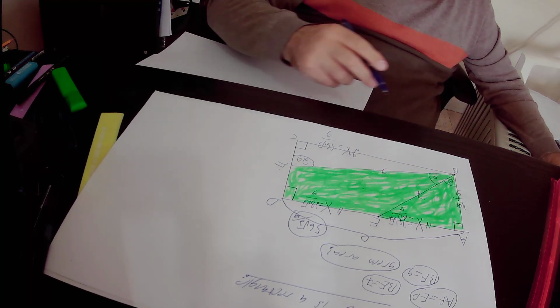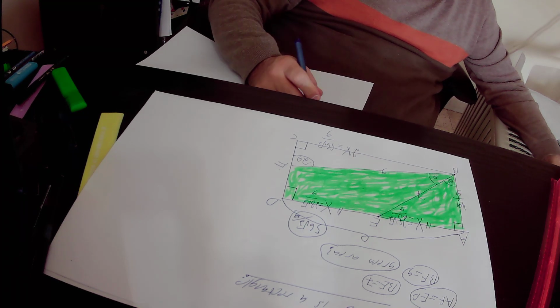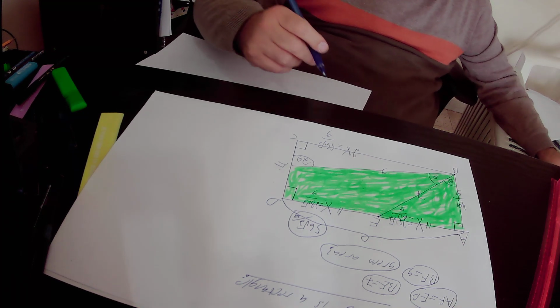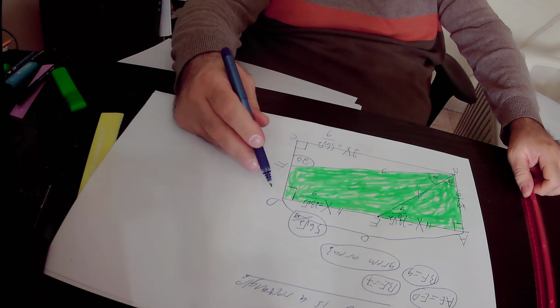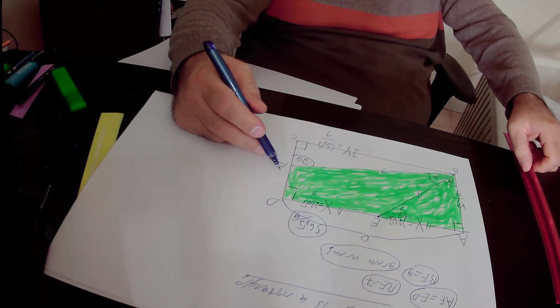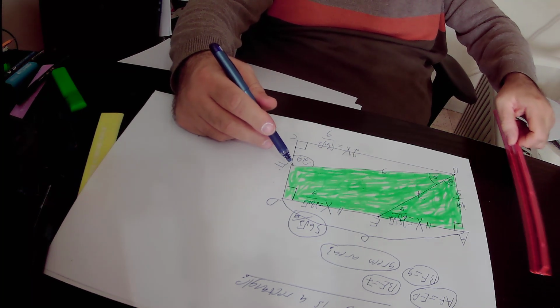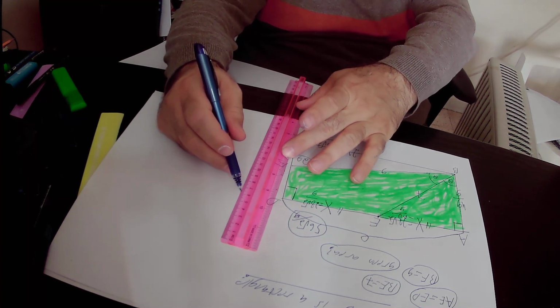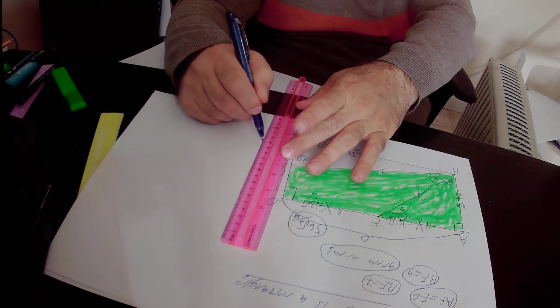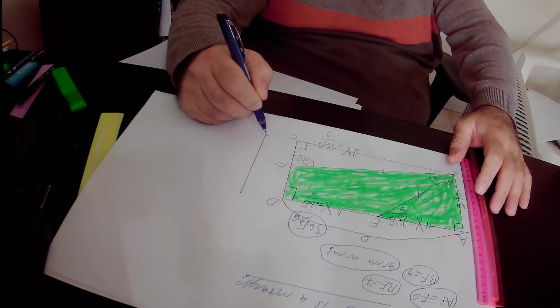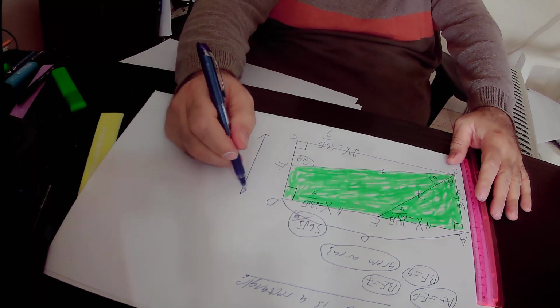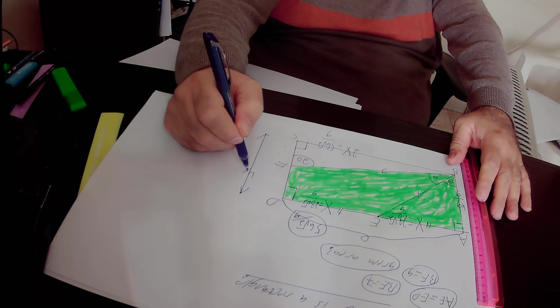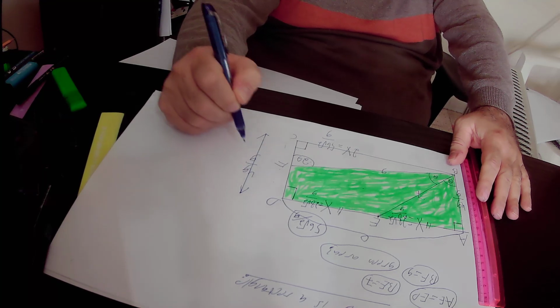And because of the fact that the opposite sides of a rectangle are equal to each other, it means that DC also equals AB equals 49 over 9. So here DC equals 49 over 9 units.